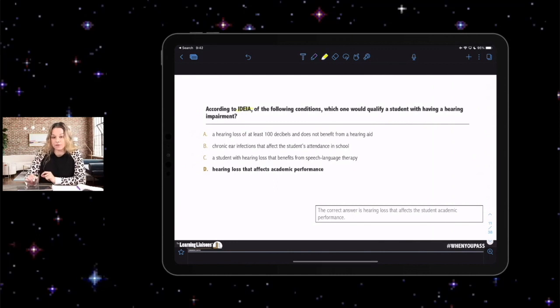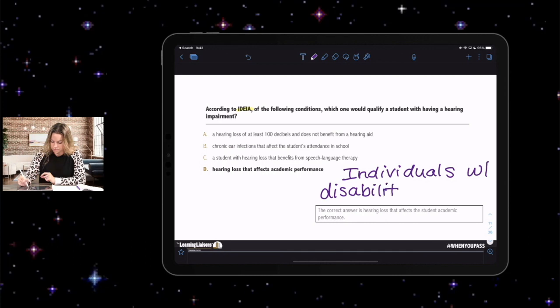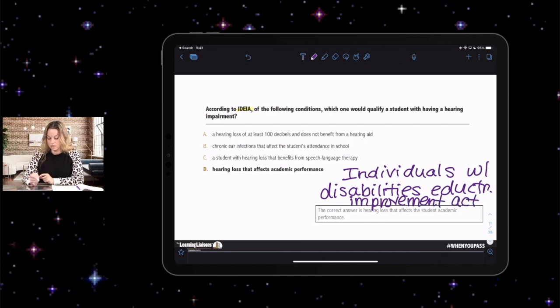So we're talking specifically about the IDEIA, which is the Individuals with Disabilities Education Improvement Act. So that's going to be my first step. I have to identify what the question is actually talking about and which federal law we're focusing on.